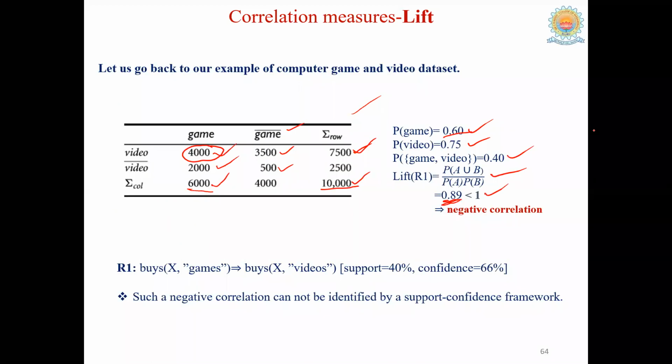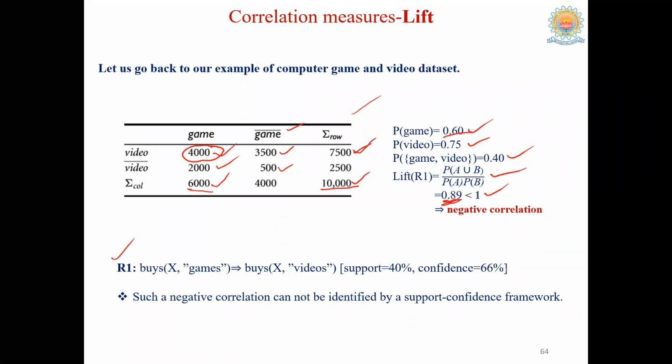So here there exists a negative correlation among items like games and videos, which means that increasing the sales of games may decrease the sales of videos. Similarly, if the sales of videos gradually increase, then it affects the sales of games. So here is the rule derived from this, with a support of 40% and a confidence of 60%.